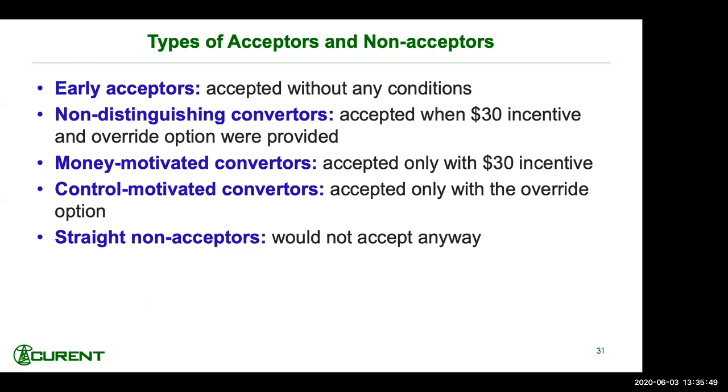Control motivators, meaning that they say they don't want to accept, but when we say we give you an override option, are you going to accept? They accept this. So they want to control their appliances. And then straight non-acceptors, meaning that no matter what you give them, they don't want to accept DR. They don't care. So this is what we found.